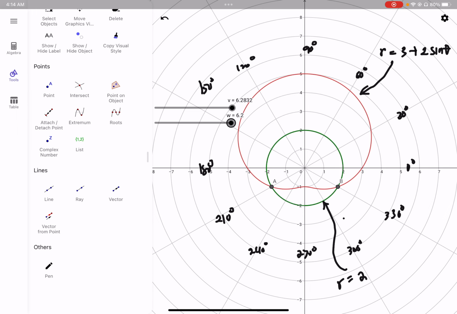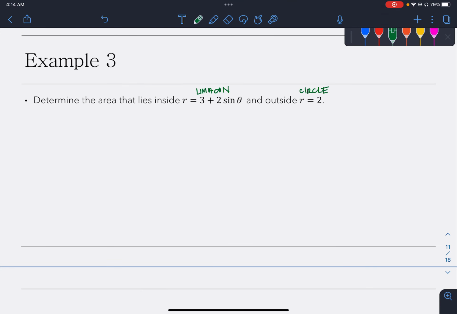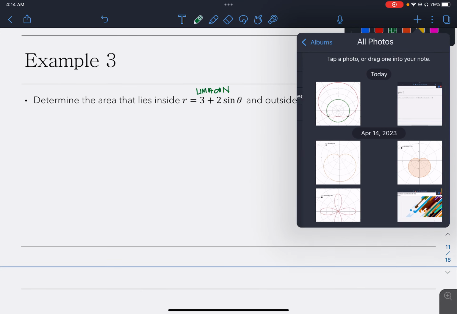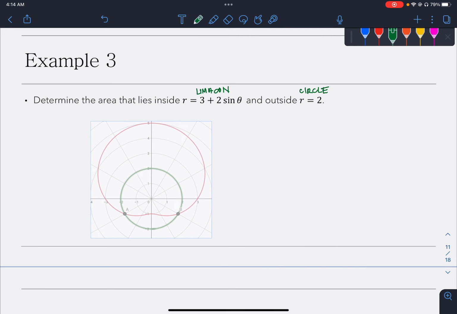So regardless of the position, it's always 2 from the pole. So we have the graph of the limacon as well as the circle r equals 2. That's how we graph it. Next, let's continue with this one. So I'm going to add our graph, and this is how it looks.